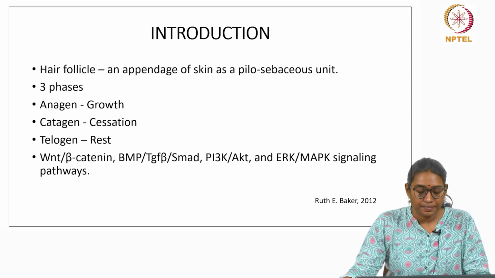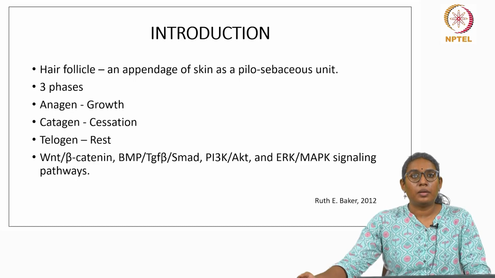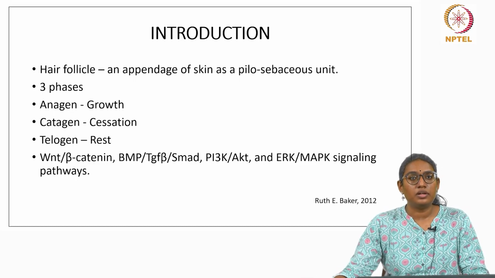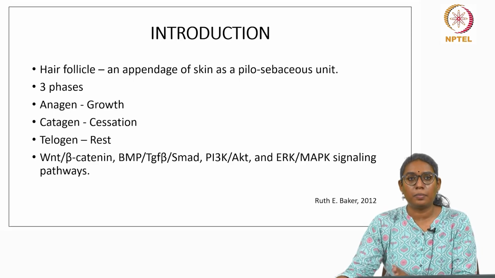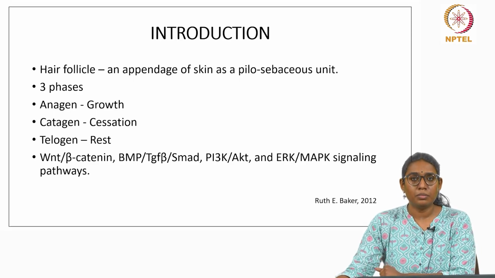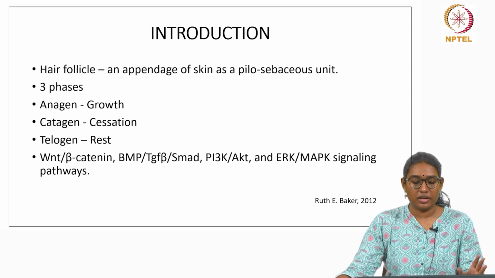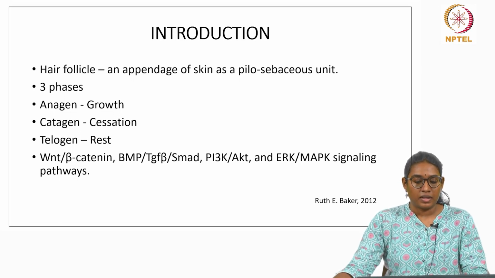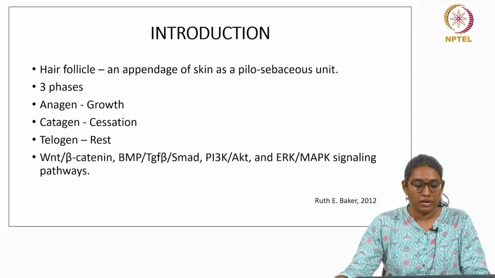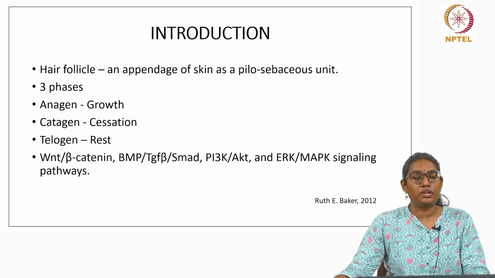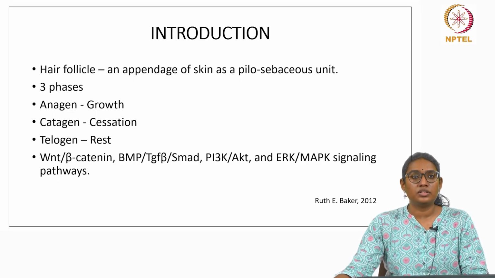So, firstly, the hair follicle is an appendage of skin, and it can be called a pilosebaceous unit. The hair follicle has a sebaceous gland as well as the erector pili muscle. The sebum production depends on the age and gender, and the location where the hair is placed. And also the hair follicle has three phases. One is anagen, the second is catagen, the third is telogen.